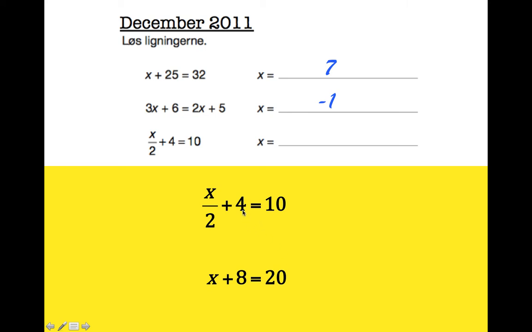And then a lot of people, when they're doing this kind of question, forget to multiply the middle term there by 2 as well. So 4 times 2 equals 8. So x plus 8 equals 20. Take away 8 from both sides to get x equals 12. And you could equally well reach the same answer by taking away the 4 first and doing it in a slightly different order.